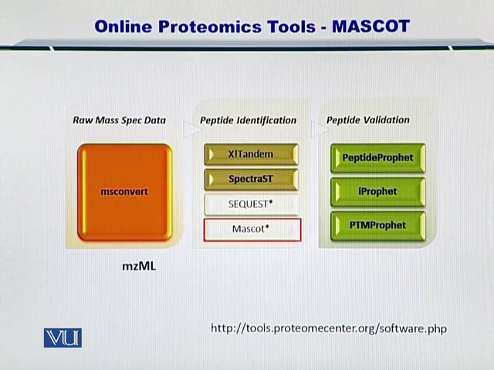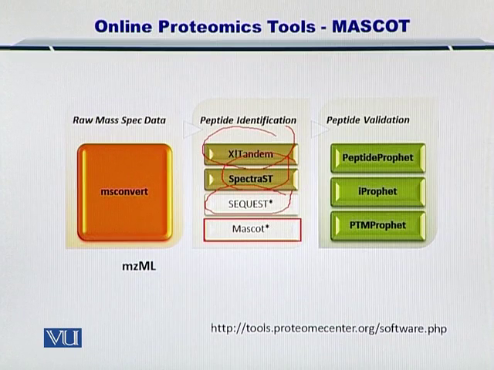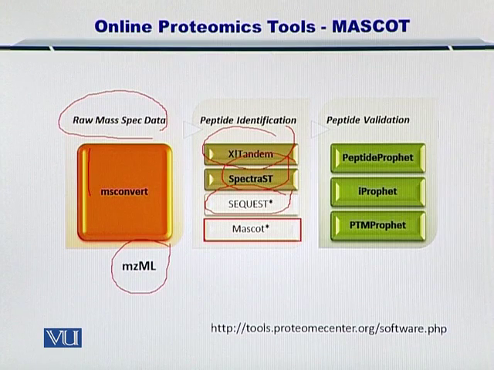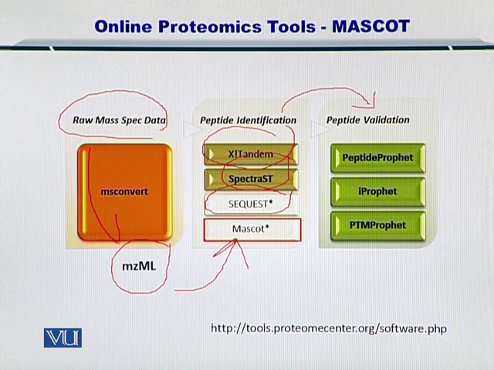You can of course employ some other tool. For instance, in this example, the other famous ones, Sequest, X!Tandem, or SpectraST. So you just get your data from the mass spectrometer in some standard file format and then use any tool to search your data and identify the peptides and proteins, and then you can validate the result by looking at the tools that are given on the right side.